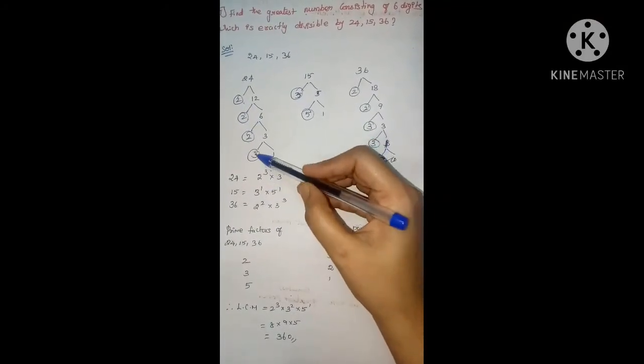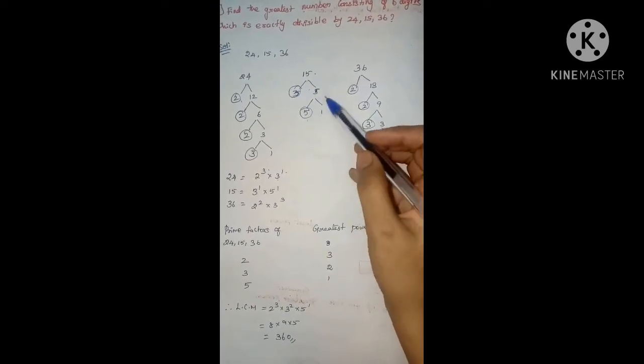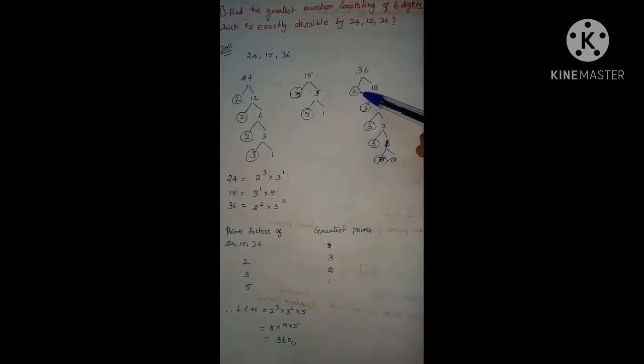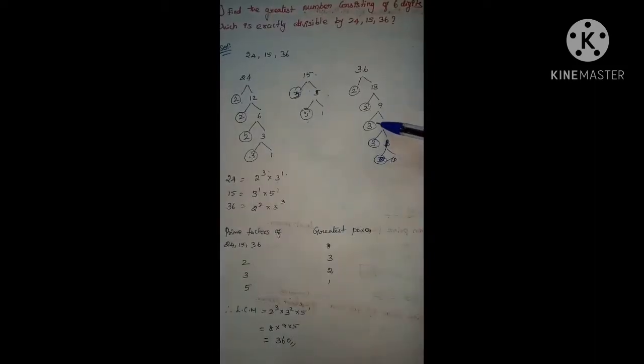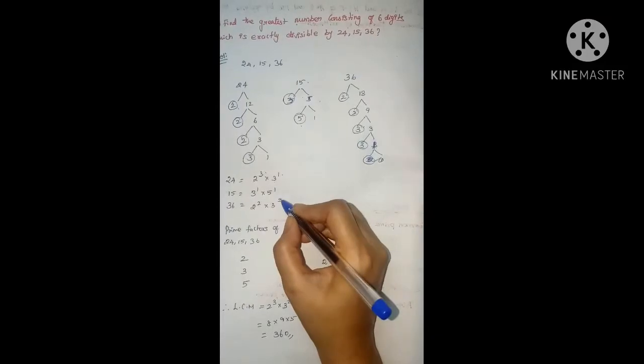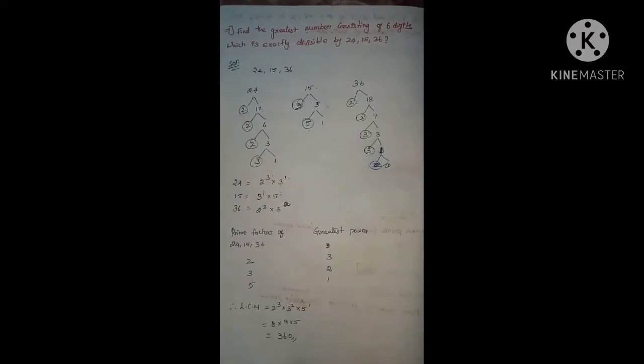So write here 24 is 2 power 3 into 3 power 1. 15 we can write as 3 power 1 into 5 power 1. 36 can be written as 2 power 2 into 3 power 2.